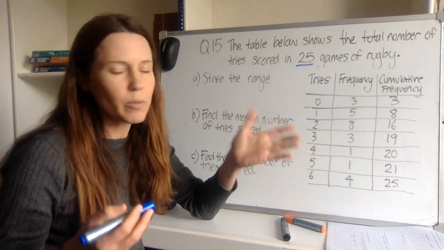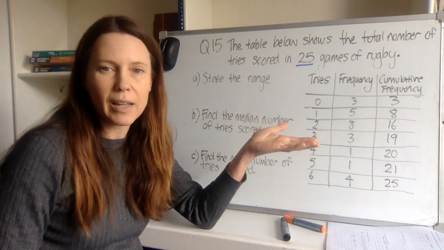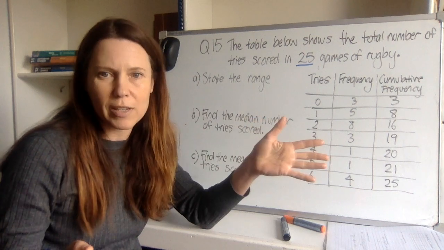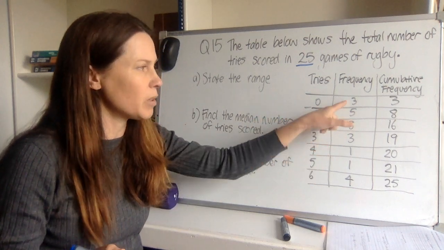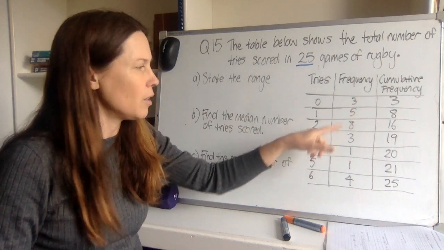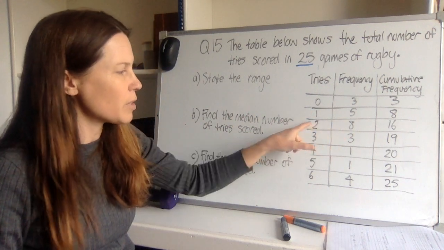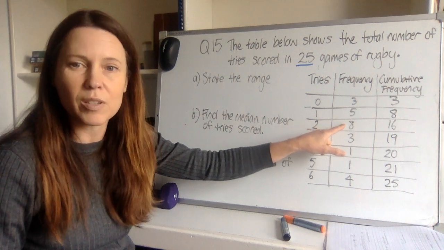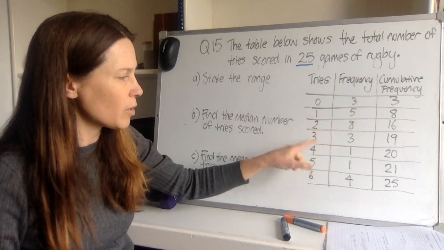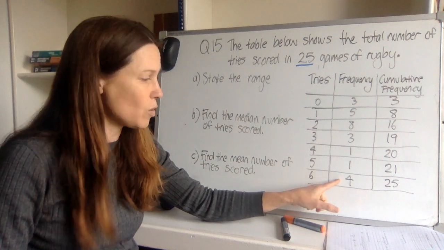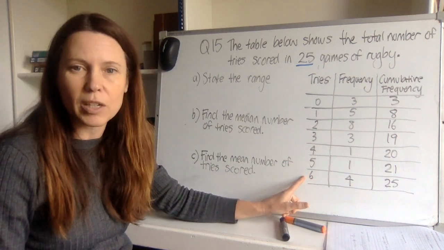So the first thing I would do with this question is just put it into your head what it really means. It's like we've come up to this rugby team and we've said, hey, you guys, in the last 25 games, how many times have you got no tries at all? And they've gone, oh, that happened to us 3 times. 5 times they've scored only 1 try in a game. 8 times they've got 2 tries. So that's something that happens to them quite a lot. 3 times they got 3, once they got 4, once they got 5, and 4 times, these were good games, they actually scored 6 tries.